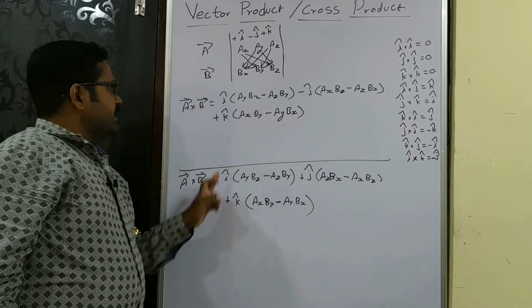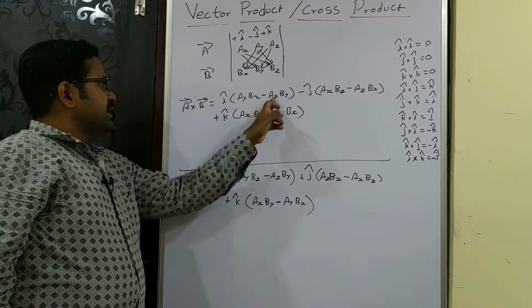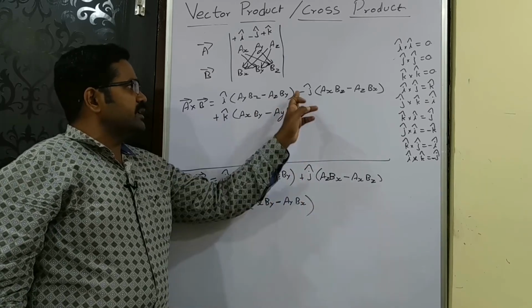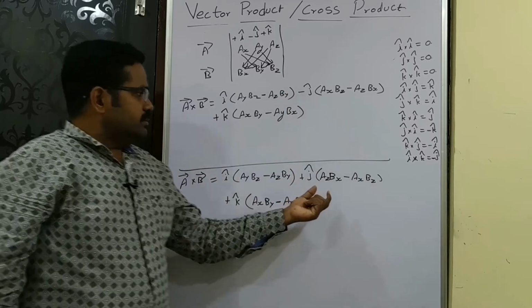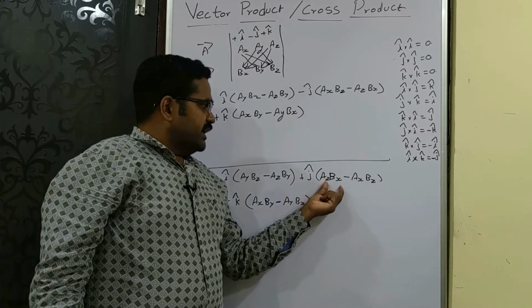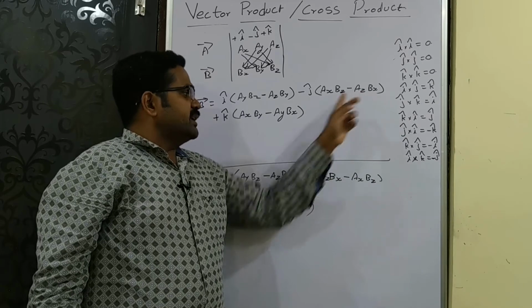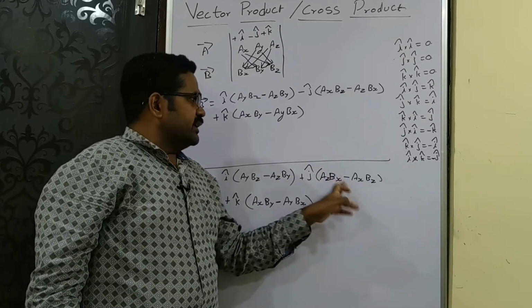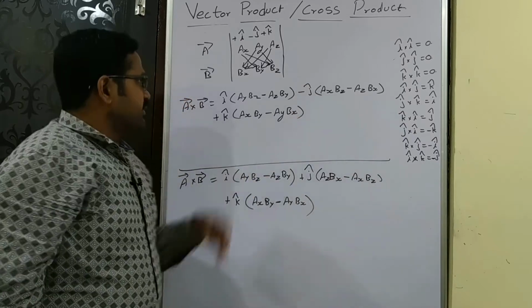So here I cap, Ay, Bz minus Az, By. J cap, here it was positive, here it is negative, and what we have here is Az, Bx, which we have got here in positive, here in negative, and Ax, Bz here in negative and here in positive. How can we resolve it?